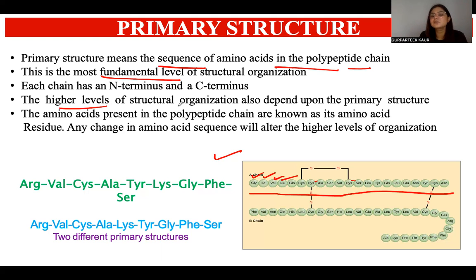The higher levels of the structural organization depend on this primary structure only. And any change in the amino acid sequence will lead to an alteration in the kind of folding happening in the higher level of organization, and hence the structure can also be affected. That is the tertiary structure.